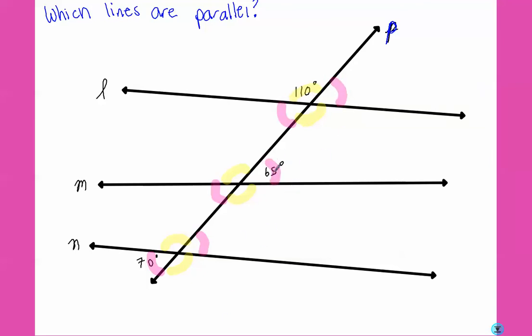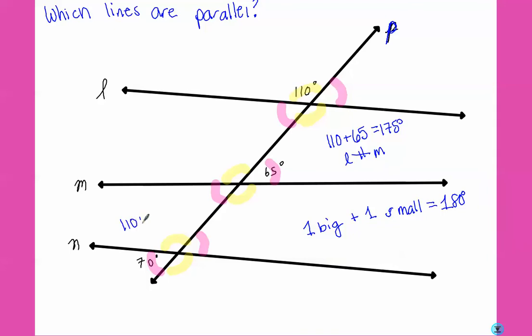So we know if it's one big and one small, it has to equal 180 degrees. What's 110 plus 65? Well, that's 175 degrees. So L is not parallel to N. What's 110 plus 70? That's the 180. So 70 and 110. So we know that L is parallel to line N.